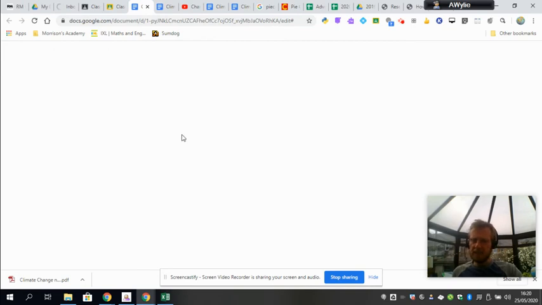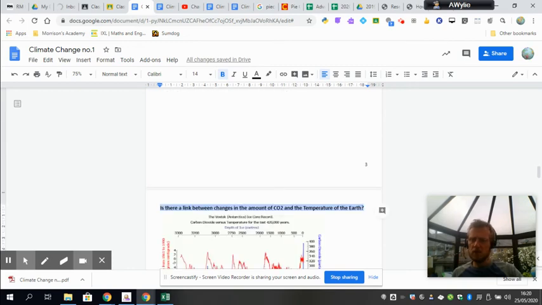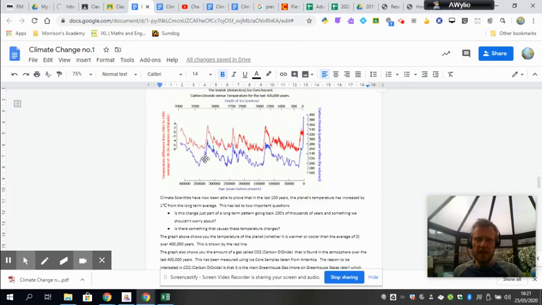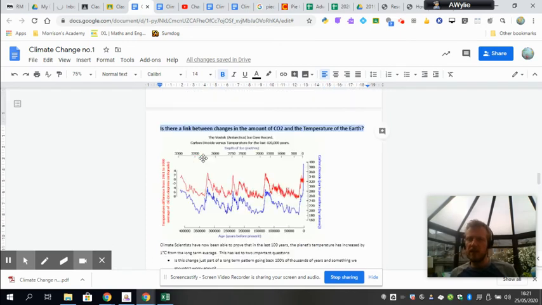And just to show you what that looks like, we are on to this page here. We'll scroll down very slowly. There we go. Is there a link between the changes in the amount of carbon dioxide, or CO2 as it's known, in the atmosphere and the temperature of the Earth? And you will see there is a graph that shows you both. The red is the temperature of the planet over 400,000 years, and the blue line is the carbon dioxide, or the amount of it in the atmosphere over the last 400,000 years.